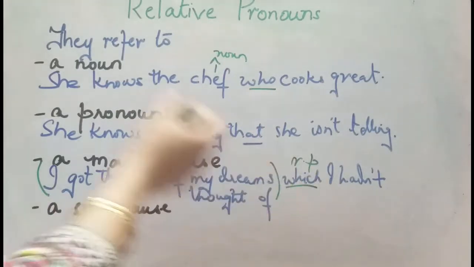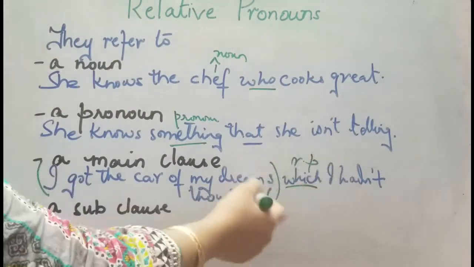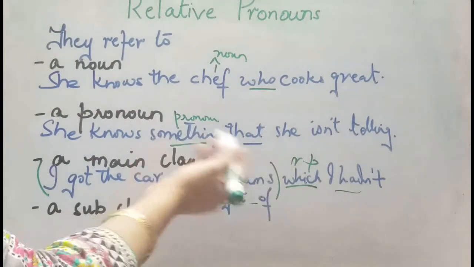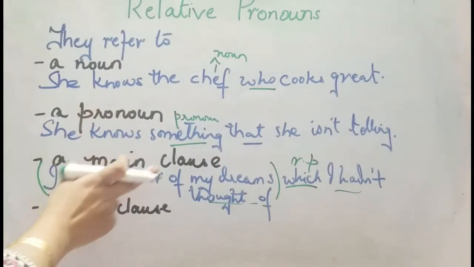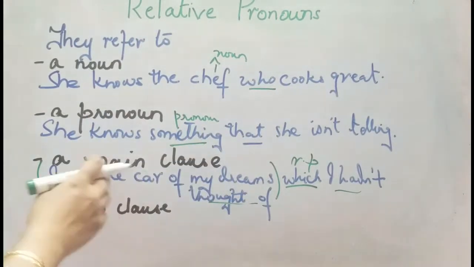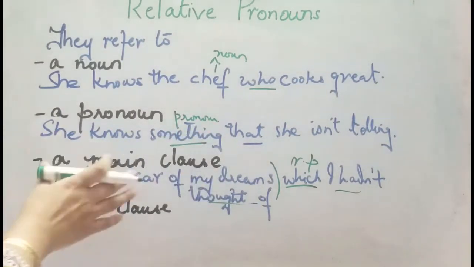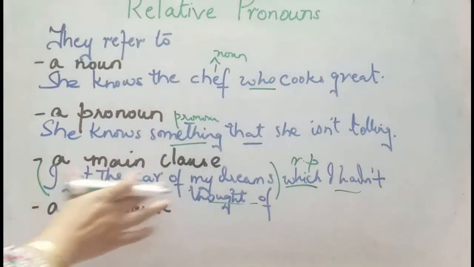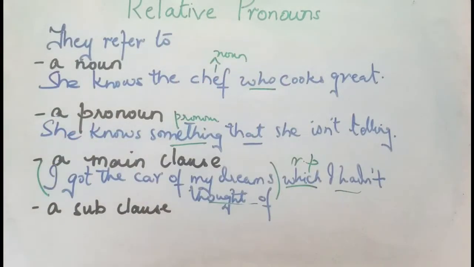This could have been just giving you the meaning of a main clause. "I hadn't thought of" is something unnecessary. This doesn't need to be added over here. I just mentioned it over here. So this is our main clause: I got the car of my dreams. This could have stood alone. That means the meaning is complete over here. So a relative pronoun also refers to a main clause. Just before your relative pronoun, you can have a main clause.